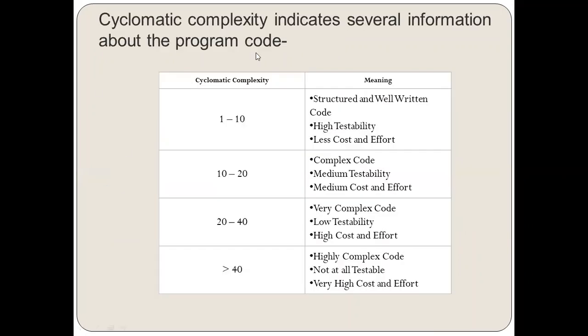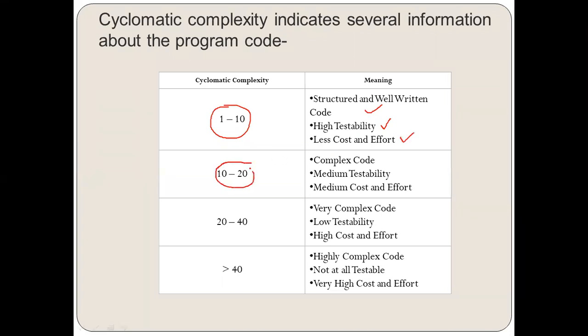Now, with the help of cyclomatic complexity, there are certain indications regarding the software. What are the indications? If the complexity is from 1 to 10, then it is considered to be a well-structured code. It does not have complexity in it. It is a structured and well-written code, and testability is high. That means you can easily test this particular code. It will include less cost and effort.